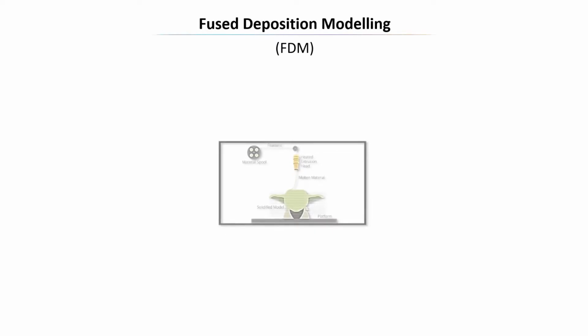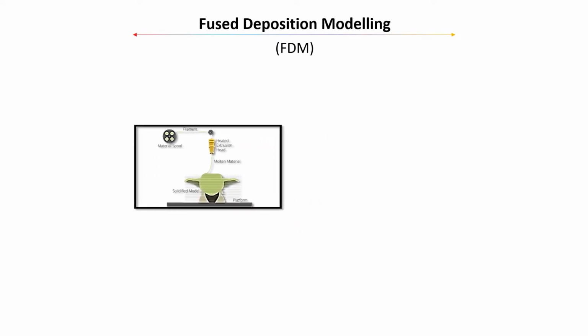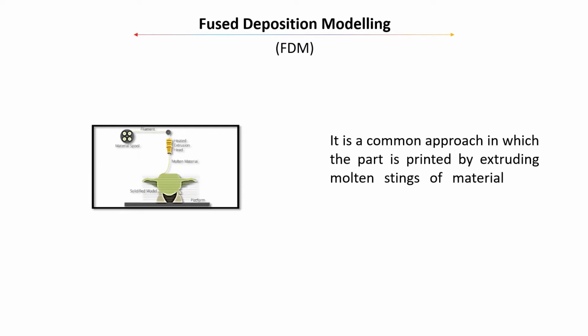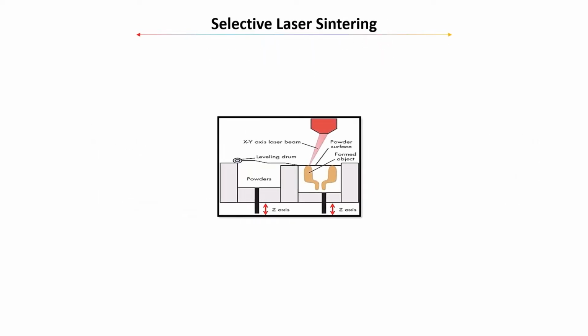Methods of 3D printing. The first method is through fused deposition modeling, FDM. It is a common approach in which the part is printed by extruding molten strings of material that melt together to create the part. The second method is selective laser sintering.